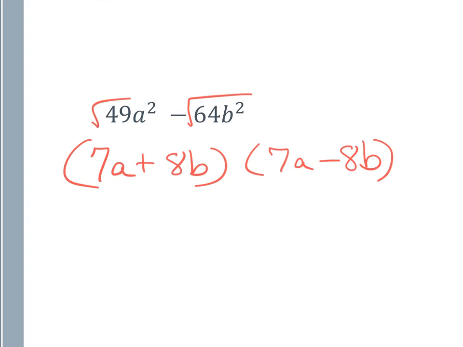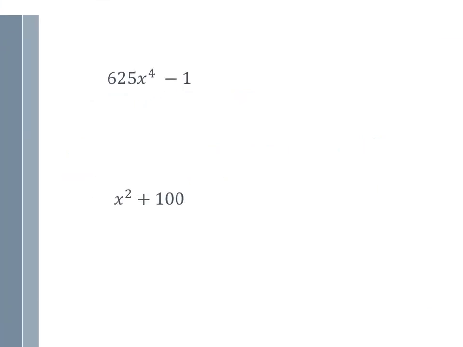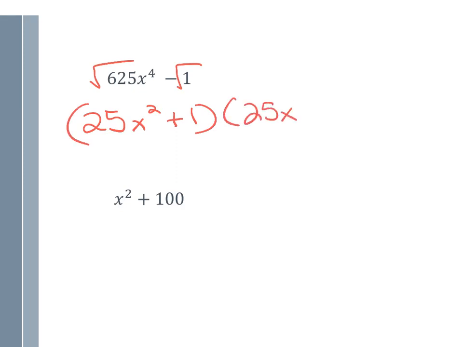Pretty good? Anybody still need it? Let's try another one. All right. This next one, I know I only told you to memorize up to 20, but 625 is actually 25 squared. So if I square root it, again, remember for the variable, you're going to divide that x to the fourth by 2. So this will become 25x squared plus 1 and 25x squared minus 1.